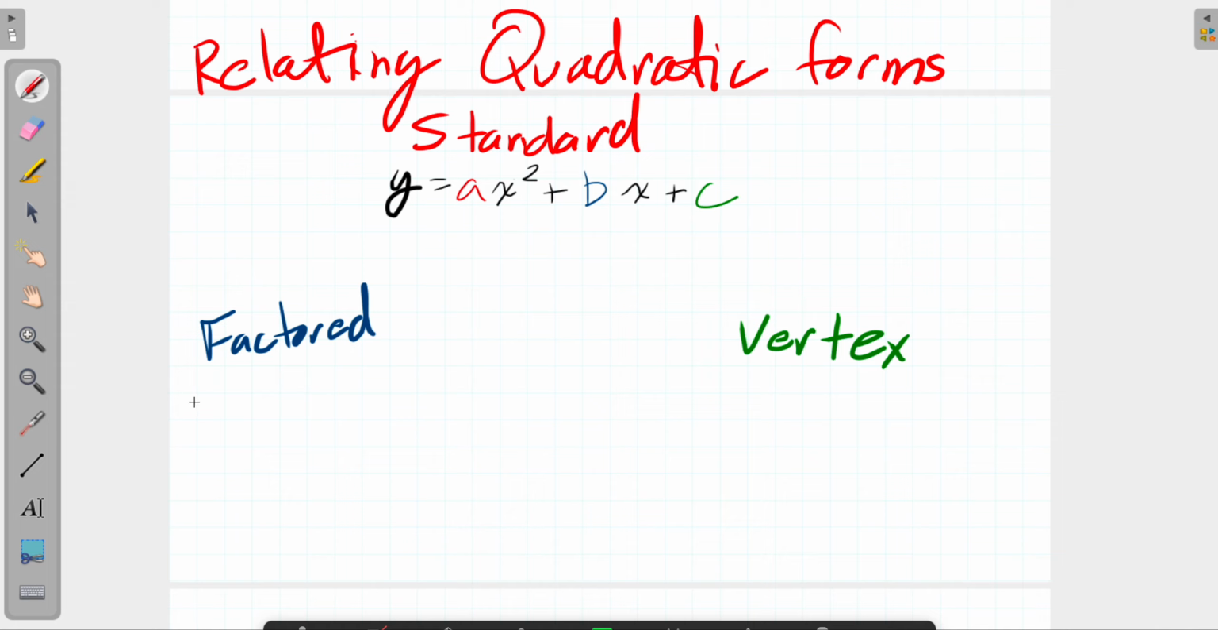The factored form is y. Actually, I should apologize. In our case, we've been using f of x, so we're going to use function notation instead. So we'll say f of x is equal to a again, and that does represent the exact same value, so do keep that in mind. (x minus r)(x minus s) are the two terms they usually use, so r and s. And then finally, vertex form.